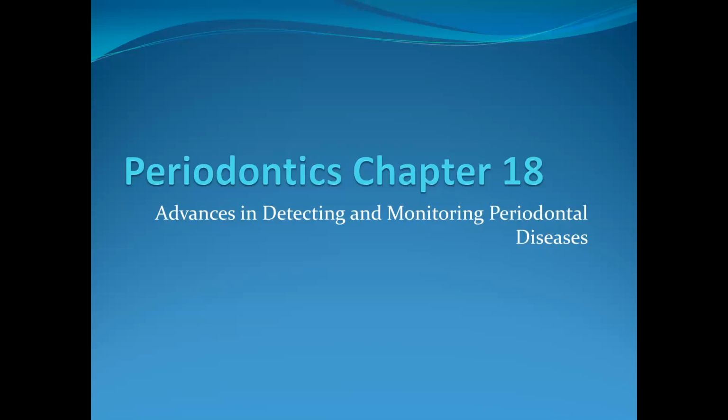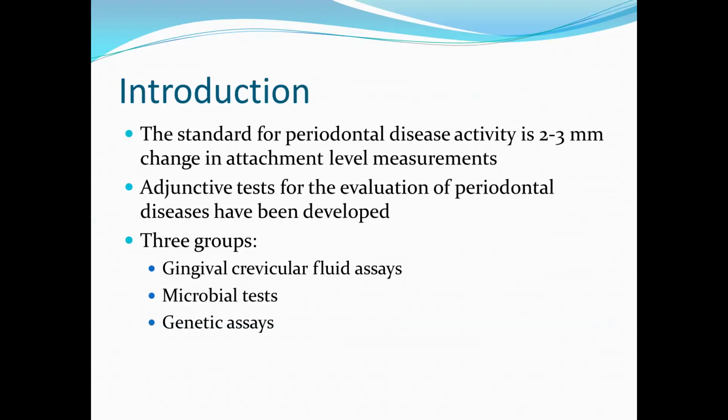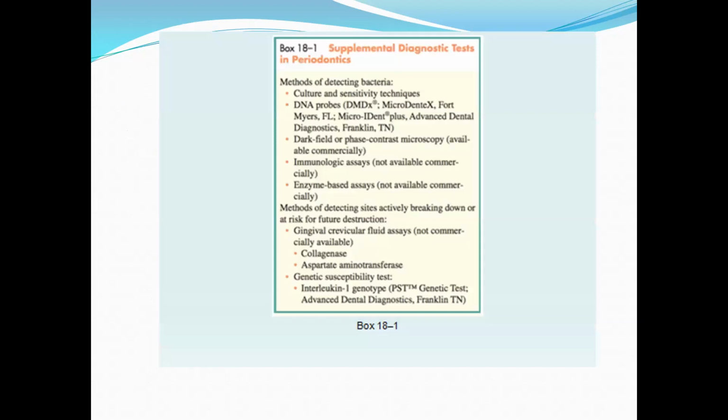All right, we're on our last chapter. Woohoo! Advances in detecting and monitoring periodontal diseases. So the standard for periodontal disease activity, as we stated, is 2 to 3 millimeters change in the attachment level. There are adjunctive tests that have been developed to evaluate periodontal disease, and they come in 3 groups: the gingival crevicular fluid assays, the microbial tests, and the genetic tests.